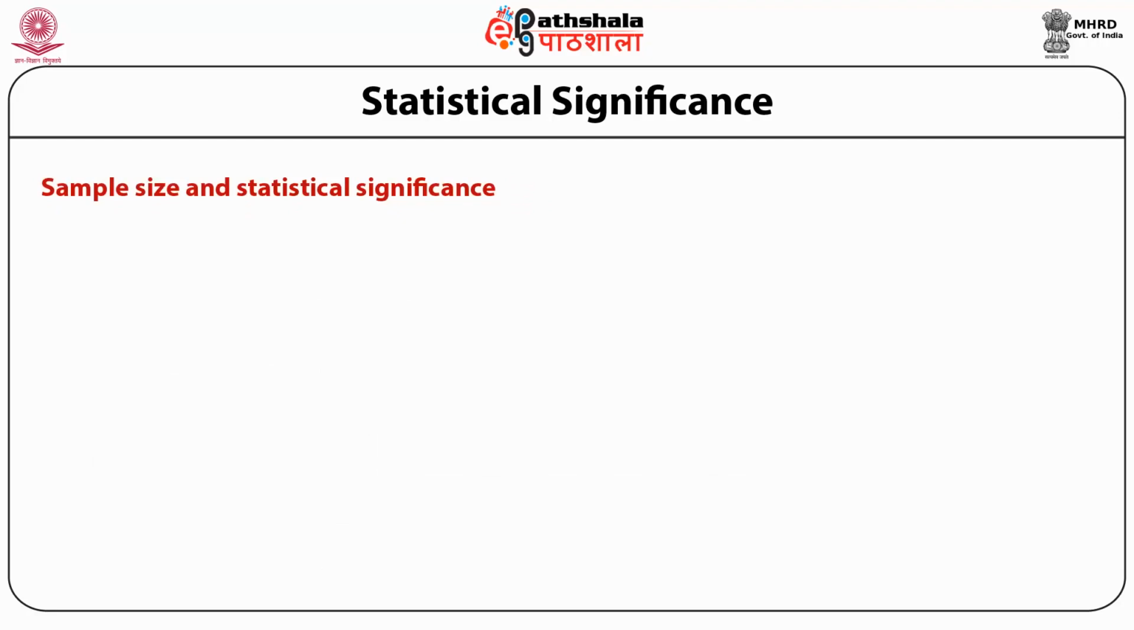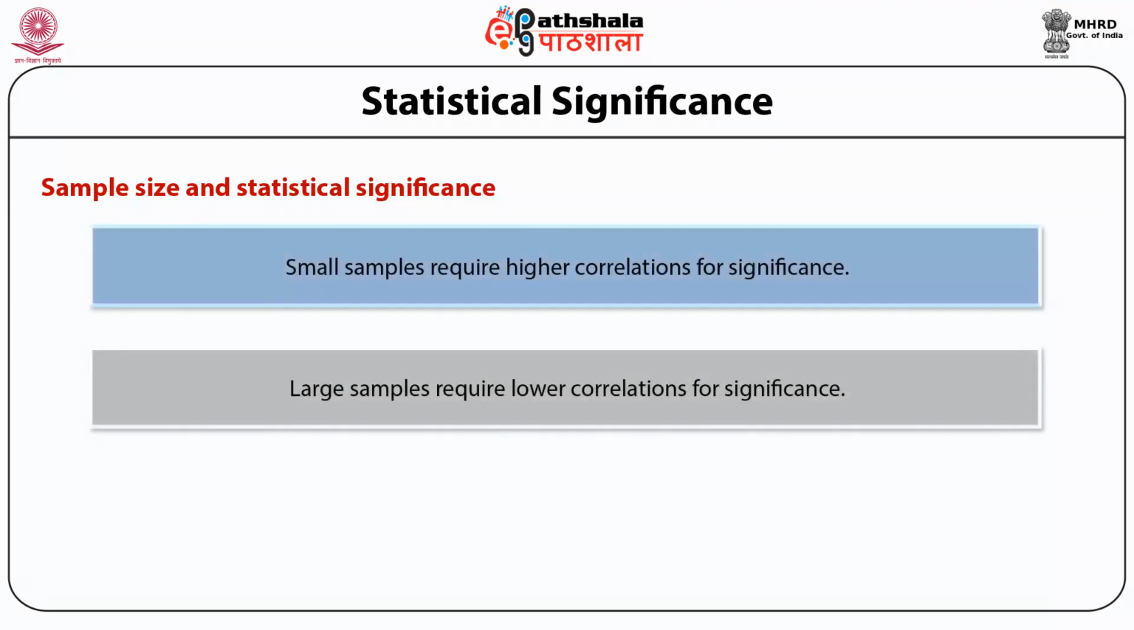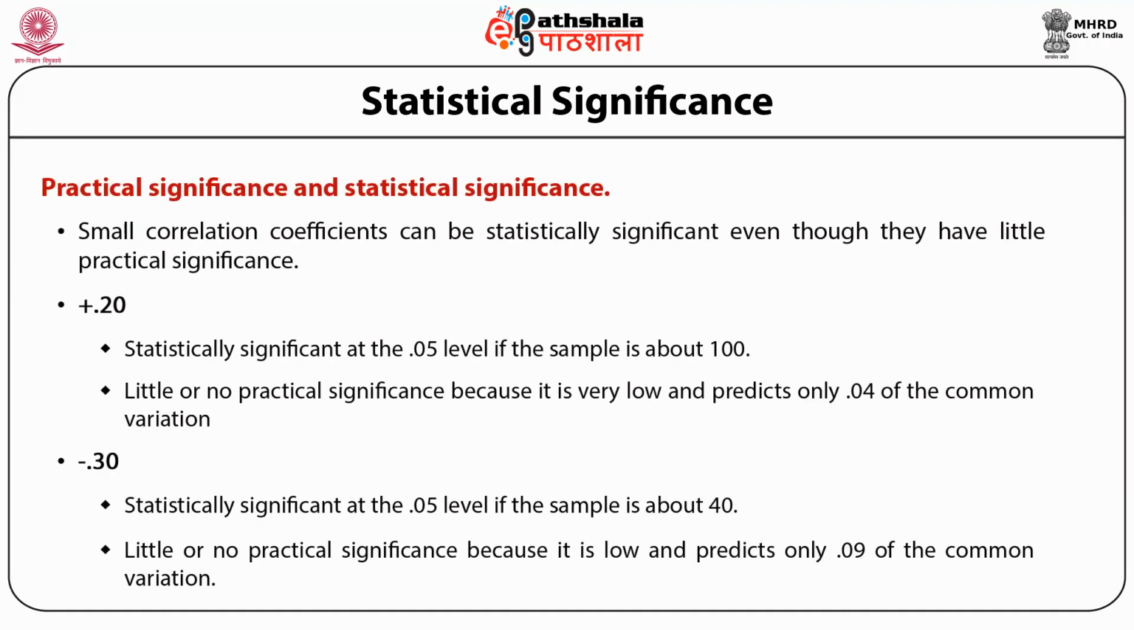Now the size of the sample is also very important as far as statistical significance of the R is concerned. Size of sample is of prime importance. Sometimes, in a large sample, a small value of R becomes very significant. For example, a value of R equal to 0.20 can be statistically significant when the sample size is 100.